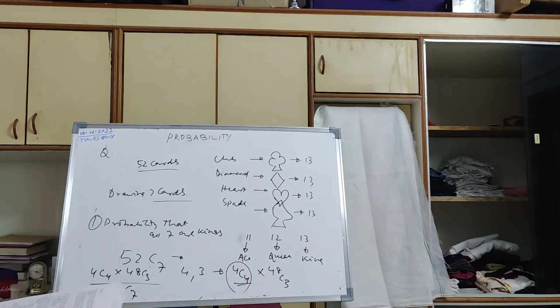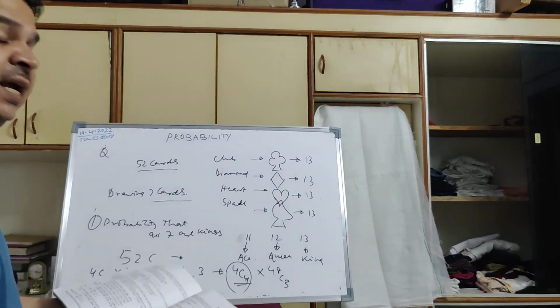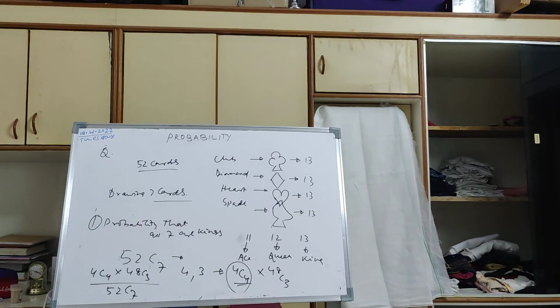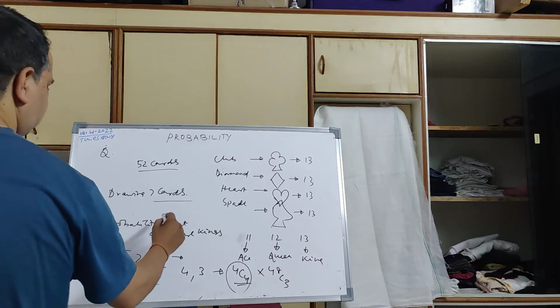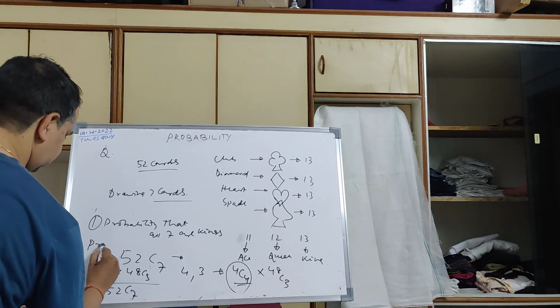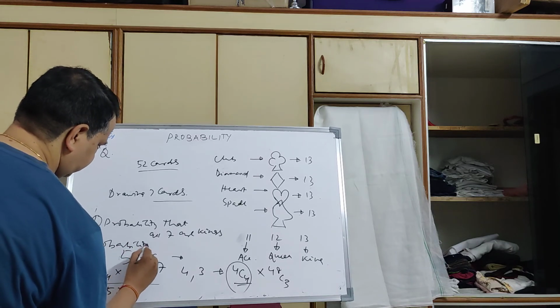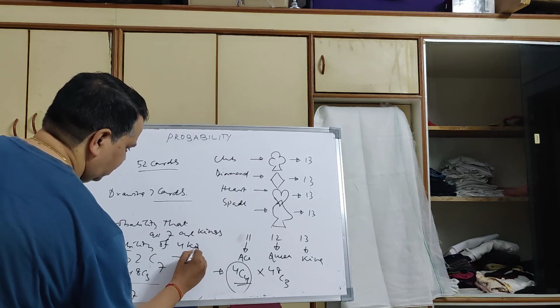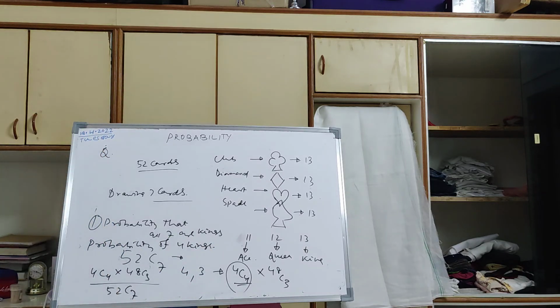And what is the probability of drawing at least 3 kings? Probability of at least 3 kings means probability of 3 kings or 4 kings. The probability of 4 kings we have got now. Then there is another question: probability of minimum 3 kings. So it can be probability of 3 kings or 4 kings.